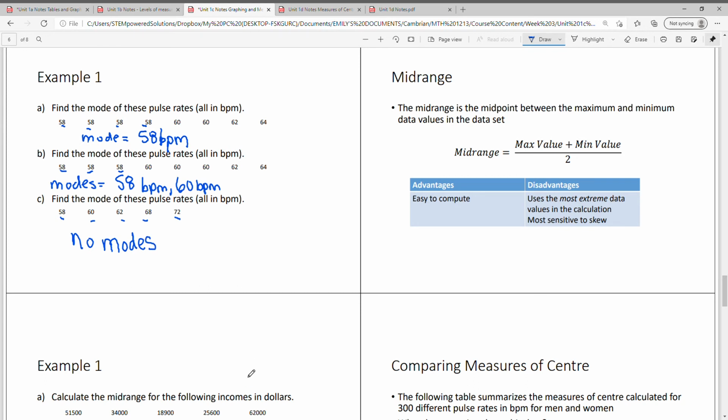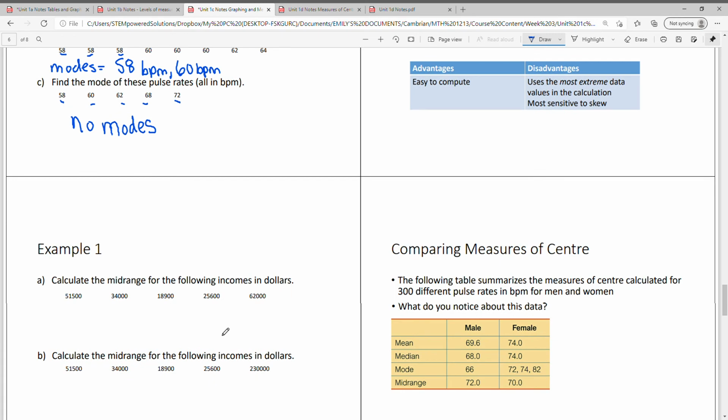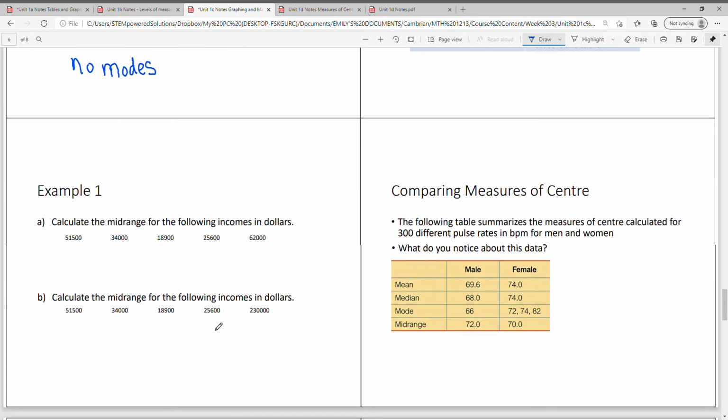Midrange is the next topic. The midrange is the midpoint between the maximum and the minimum data points in a data set. Calculate the midrange for the following incomes in dollars. So first we have to locate our lowest income. So our lowest income, I believe, is $18,900. And then second, we would have to find our highest income, which is $62,000.